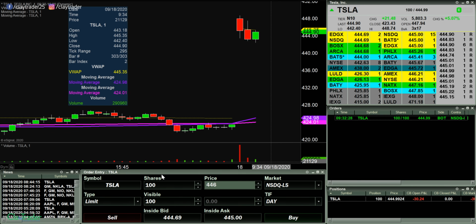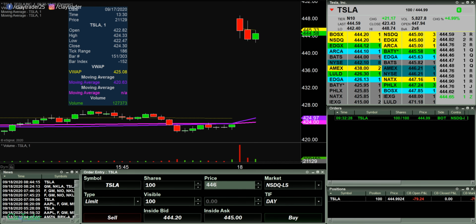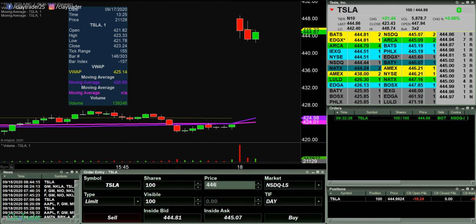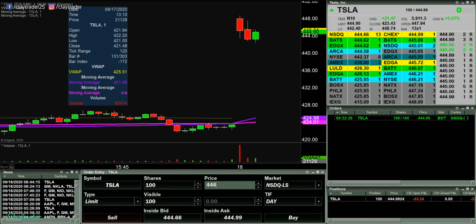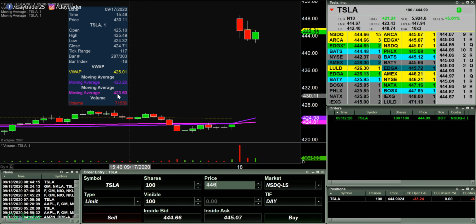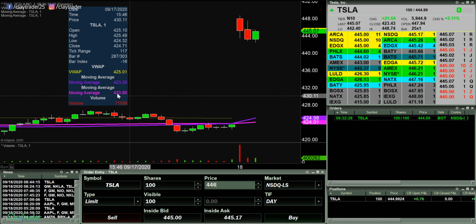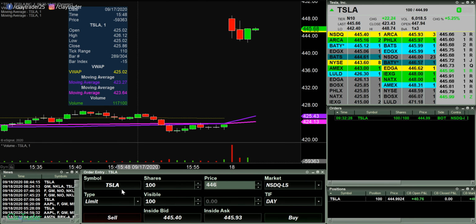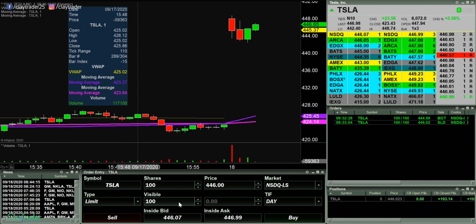Let's see if we can get more of a push to the upside here. Hmm, 445 being a little bit more stubborn than what I wanted to see, but there we go. Getting some push up through it. Can we get up through 446? Yes, we can. I'm taking the scalp. There we go. So nice $100.